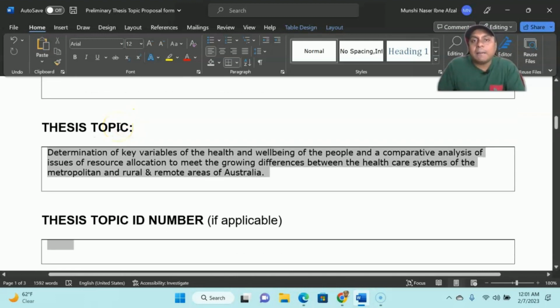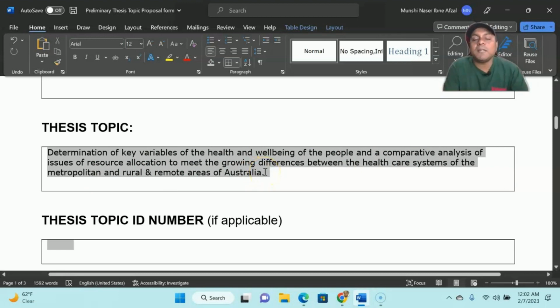Now the topic that I'm going to select, if I were you, in this case I'm selecting something related to public health, and that's why I say: determination of key variables of the health and well-being of the people, and a comparative analysis of the issues of resource allocation to meet the growing differences between the healthcare systems of the metropolitan and rural and remote areas of Australia.